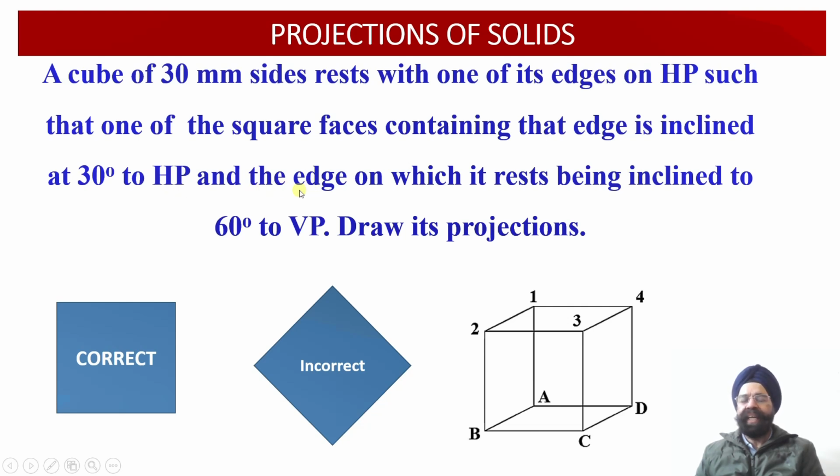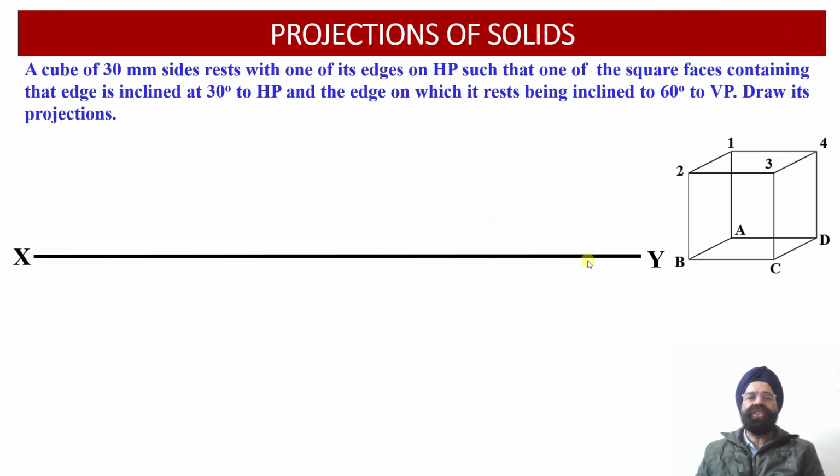And then in the second iteration, we have been provided with the information that the edge onto which the solid is resting on the ground or on the horizontal plane is further inclined with respect to the vertical plane at an angle of 60 degree. So we are required to draw the orthographic projections of this oblique solid. To begin with, we have to draw the top view projections of this cube, which will appear as a square onto the horizontal plane.